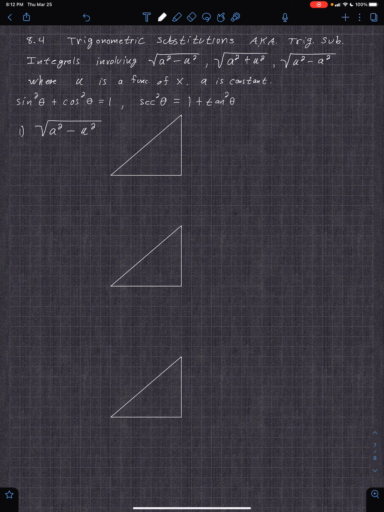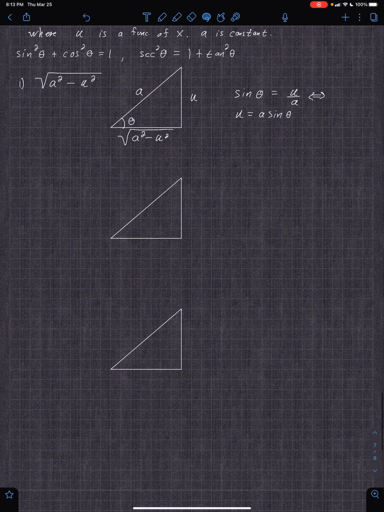So what you're looking at then is if this angle is theta and you have that right triangle, and this is u and this is a, then this would be the square root of a squared minus u squared. So it all boils down to that radical and what it is. In this case, we will use sine theta is u over a, or I'll solve and have u equal to a sine theta. Okay, so that's one form.